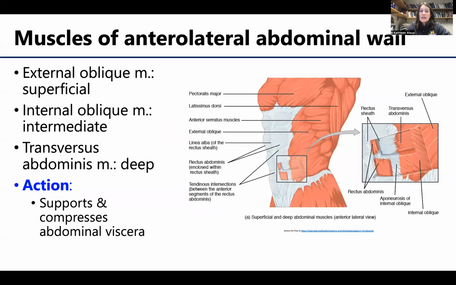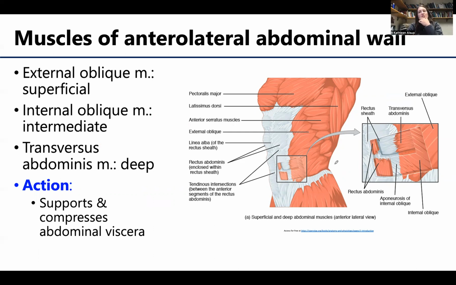Well, it's muscles. And the muscles are organized in such a fashion that they run in opposite directions, similar to the intercostal muscles, but a bit more robust. They're organized almost like plywood to really help protect this region without the additional support of bone. So we're going to start with the muscles of the anterolateral abdominal wall, so kind of on the sides here.